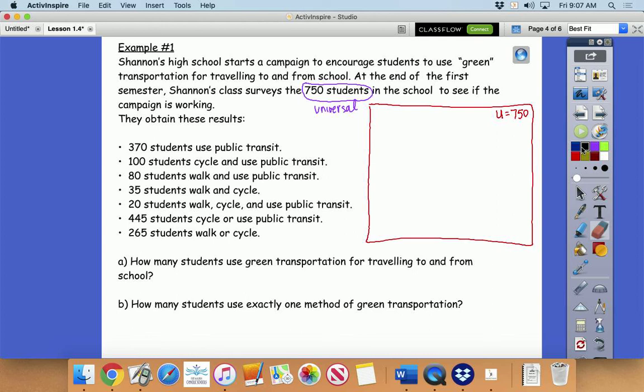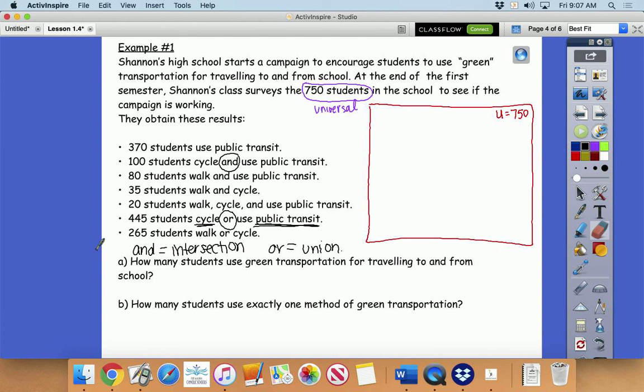So what I want you to notice is the key words. Whenever you see the word and, it means the intersection between those circles. Or represents union. That means all those parts of the circles should add up to that number they're giving you whenever you see the key word or. So in this case, cycling and public transit, those two circles should add up to 445.